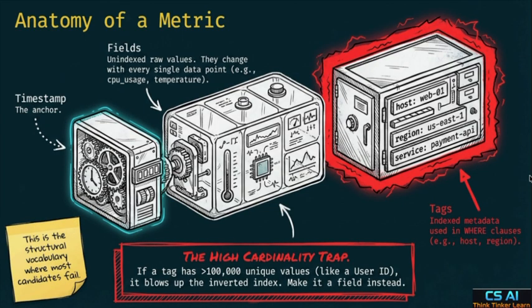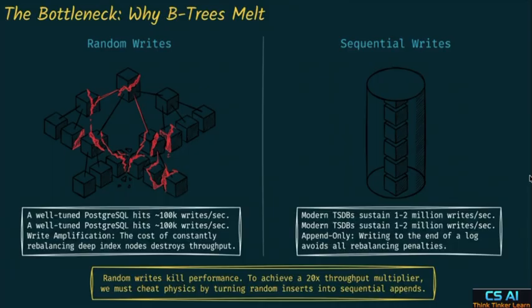But beware of the high cardinality trap. If you make a unique value like a user ID a tag, it blows up the inverted index and crashes your performance. If it has over 100,000 unique values, make it a field instead.